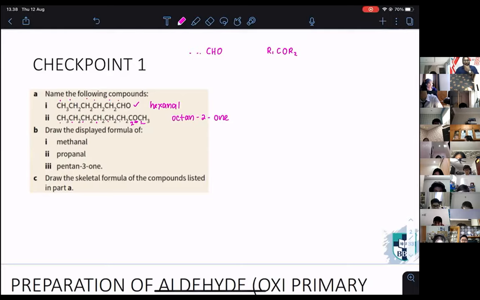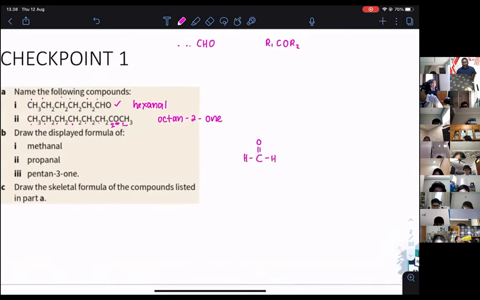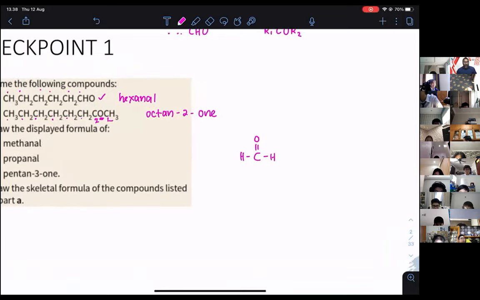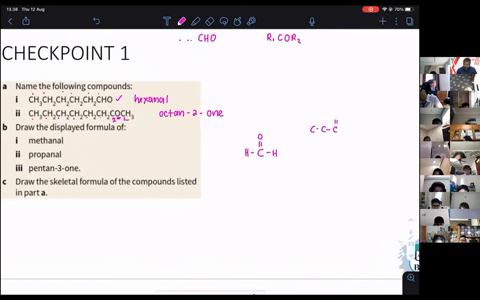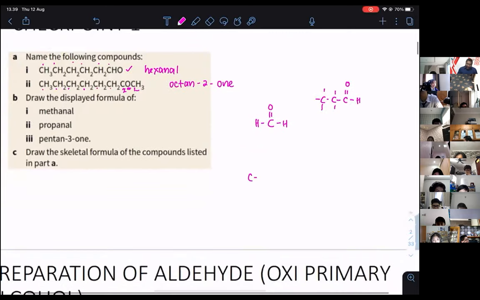And then drawing the displayed formula. Let's say for example, you want to draw methanal, one carbon, so this is going to be H. Do remember, for aldehyde, one of the R can become the H, so this is methanal. And if I want to draw propanal, three carbons, so double bond O, H, this is going to be propanal, you fill up all. And pentan-3-one, pentan is 5, and then 3-one, so number 1, number 2, number 3, so this is going to be O there.